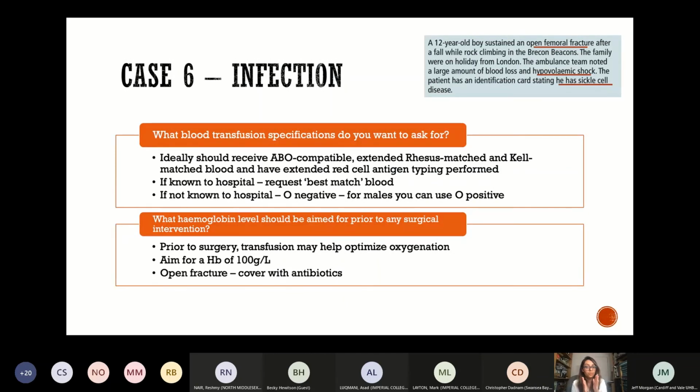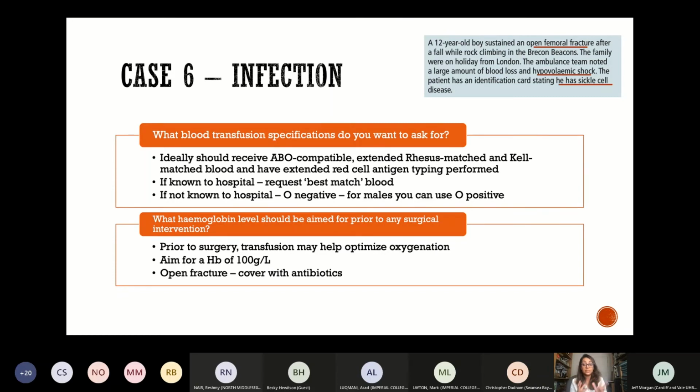Obviously, because of the loss of blood here, we're going to need some blood products. Given that this child is out and the ambulance crew will be arriving, and they'll put out a call to you stating that this child has sickle cell, what sort of blood specifications do you want to ask for? How do you want to prepare for this situation?